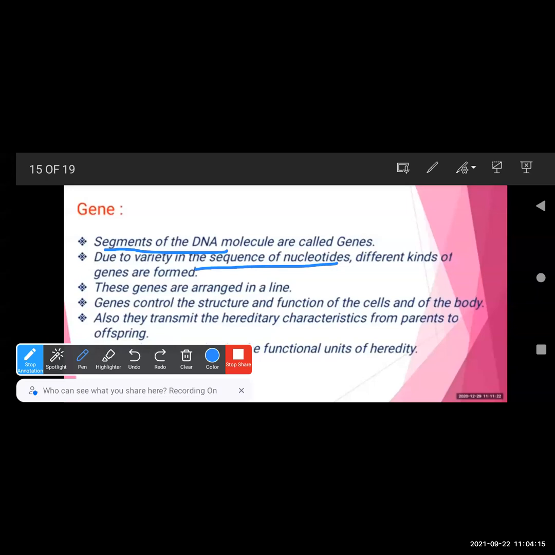Then these genes are arranged in a line. Genes control the structure and the function of the cell, and that is why they are the functional unit. Also, they transmit the hereditary characteristics, right?